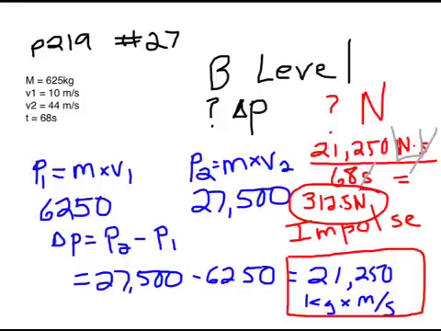So there's the second answer. 21,250 is part A. Part B, 312.5.